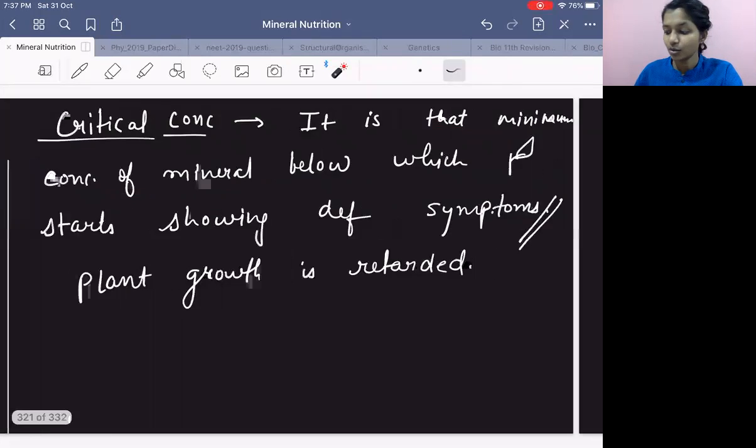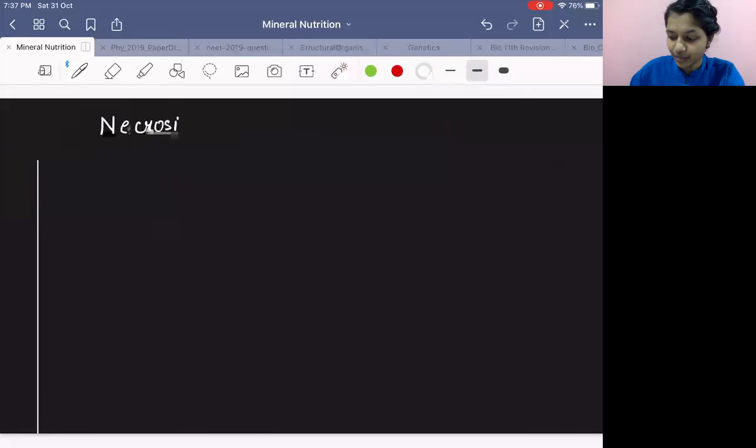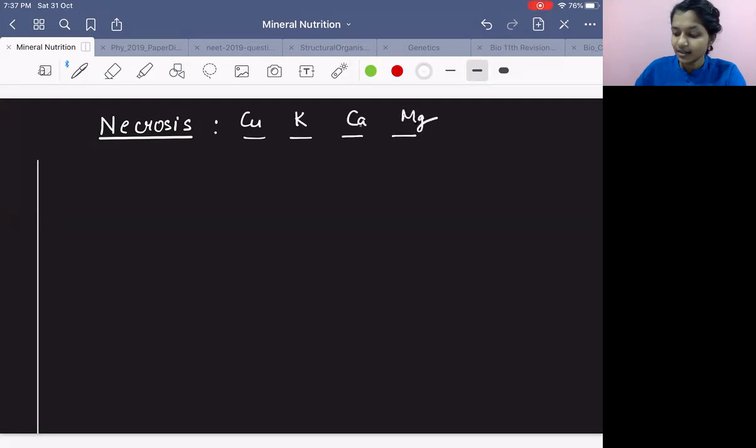Let me just check how many of you remembered the things. I had told you necrosis is a deficiency symptom, right? Death of the tissue. It occurs due to deficiency of what all elements? Cook, ka, mug. Right?